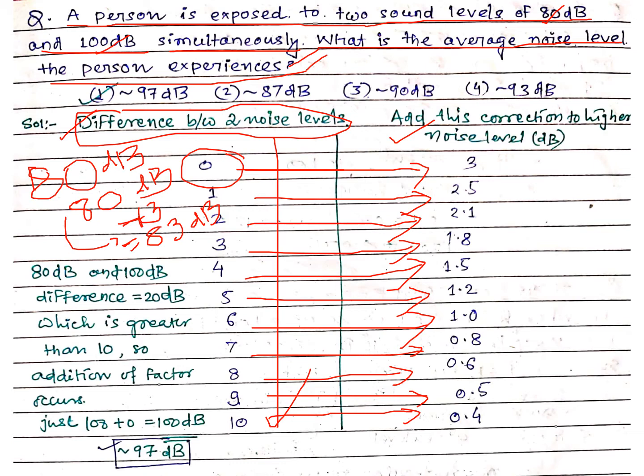So what about a difference greater than 10? If two sound levels have a difference greater than 10, you should not add anything, you just write the higher value. Here the higher value was 100 dB, and the difference between the two levels was 20 dB, which is greater than 10. So we add 0 to the higher level, and we get 100 dB, but that is not given in our answer. The approximate answer close to it was 97 dB.